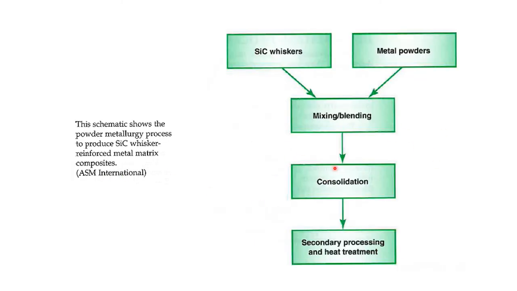This is from the textbook. This is showing you the flow chart of the powder metallurgy process, and they're producing silicon carbide composites. So this is your reinforcement, and that's your matrix. Then we're gonna mix, blend it, and then consolidate. Then we're gonna process using heat treatment to shape the product.